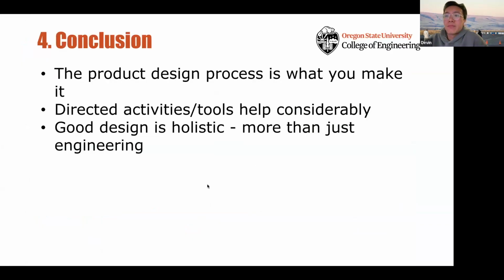In conclusion, the product design process is what you make it. The more you put into it up front, the more you can get out of it and benefit yourself later in the design process to have a more fully developed product that meets needs better. The directed activities and tools help considerably in this process when creativity can be a limitation on what kind of concepts you develop and different engineering solutions to meet those needs in more creative ways.